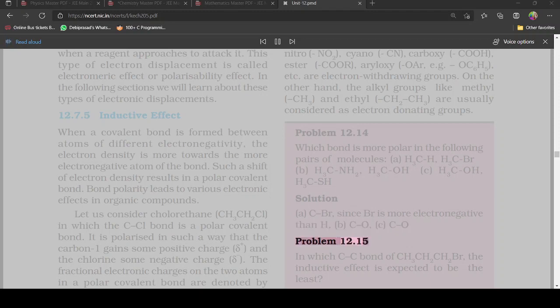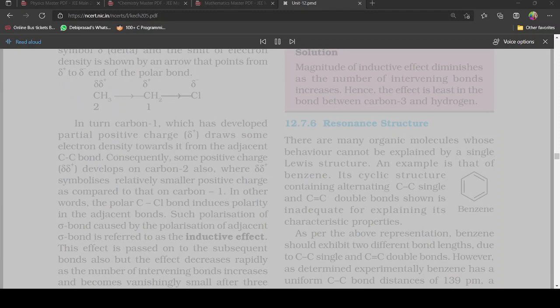Problem 12.15. In which C-C bond of CH3CH2CH2Br, the inductive effect is expected to be the least? Solution: magnitude of inductive effect diminishes as the number of intervening bonds increases. Hence, the effect is least in the bond between carbon 3 and hydrogen.